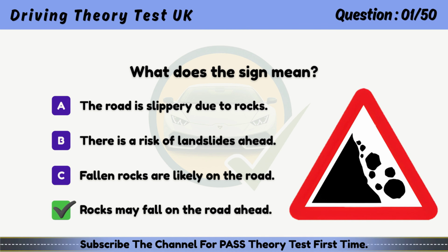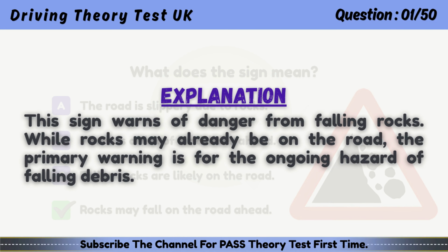Answer is D. Rocks may fall on the road ahead. This sign warns of danger from falling rocks. While rocks may already be on the road, the primary warning is for the ongoing hazard of falling debris.